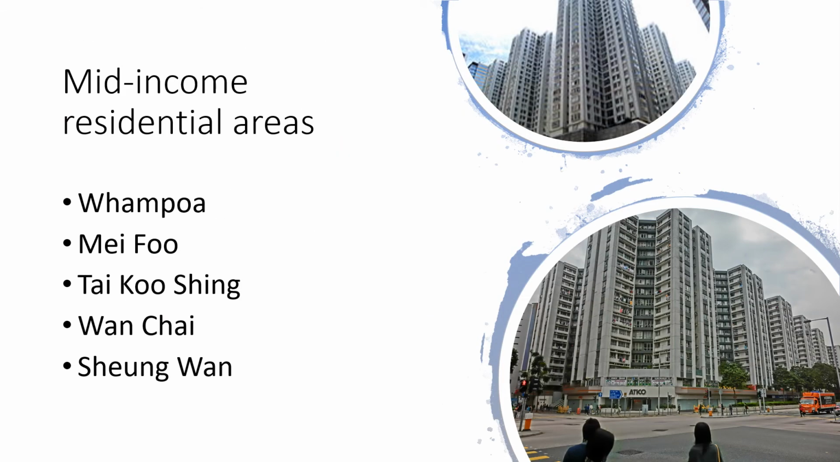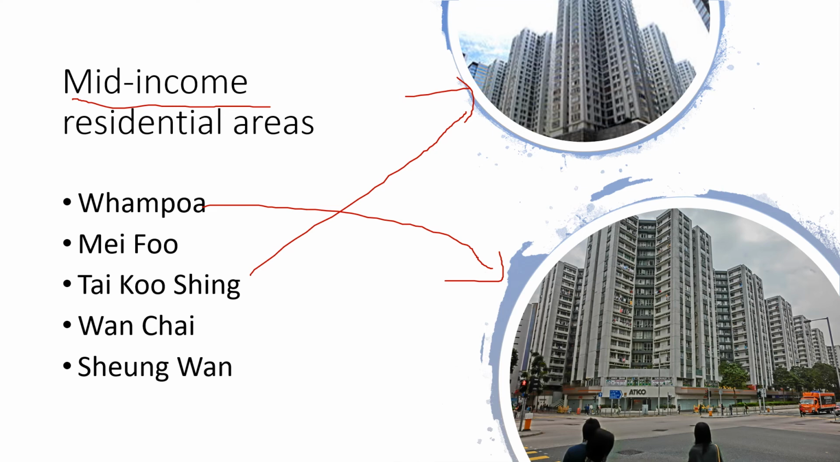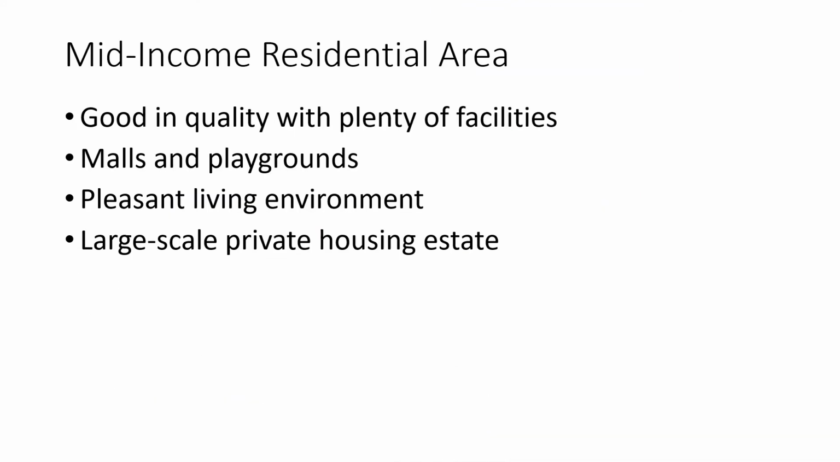Okay, and then these are the mid-income residential areas. This is Taikoo Shing, and this one is Whampoa Garden. And there are other mid-income residential areas in Mei Foo, Wan Chai, and Shenzhen Wan. So these mid-income residential areas have plenty of facilities. They have shopping malls and playgrounds, and they have a pleasant living environment. And most of them are large-scale private housing estates.